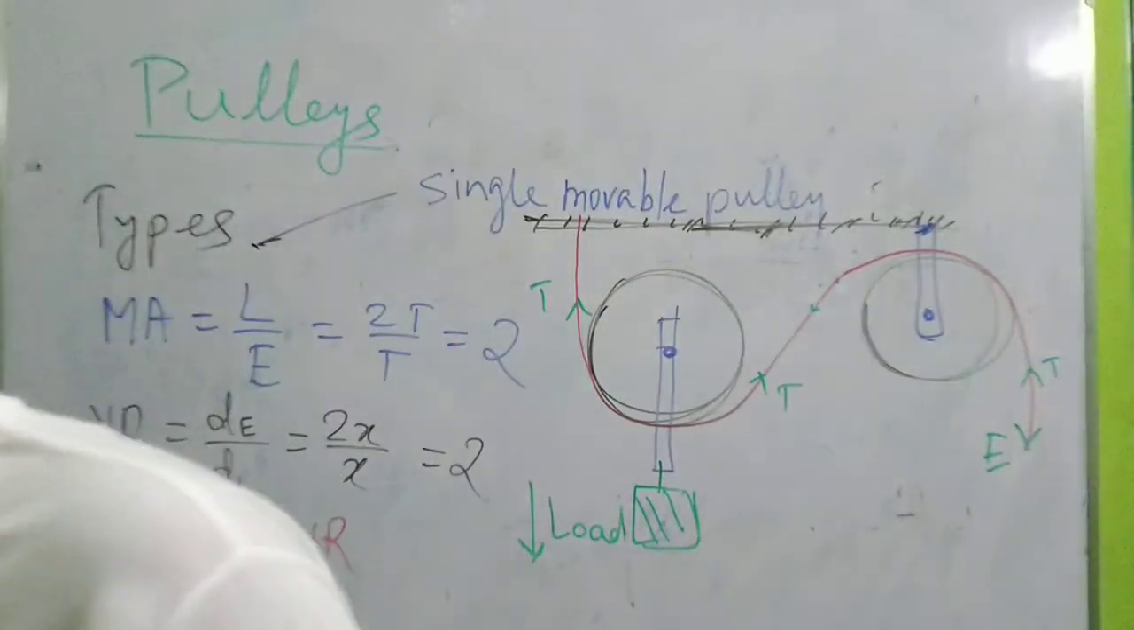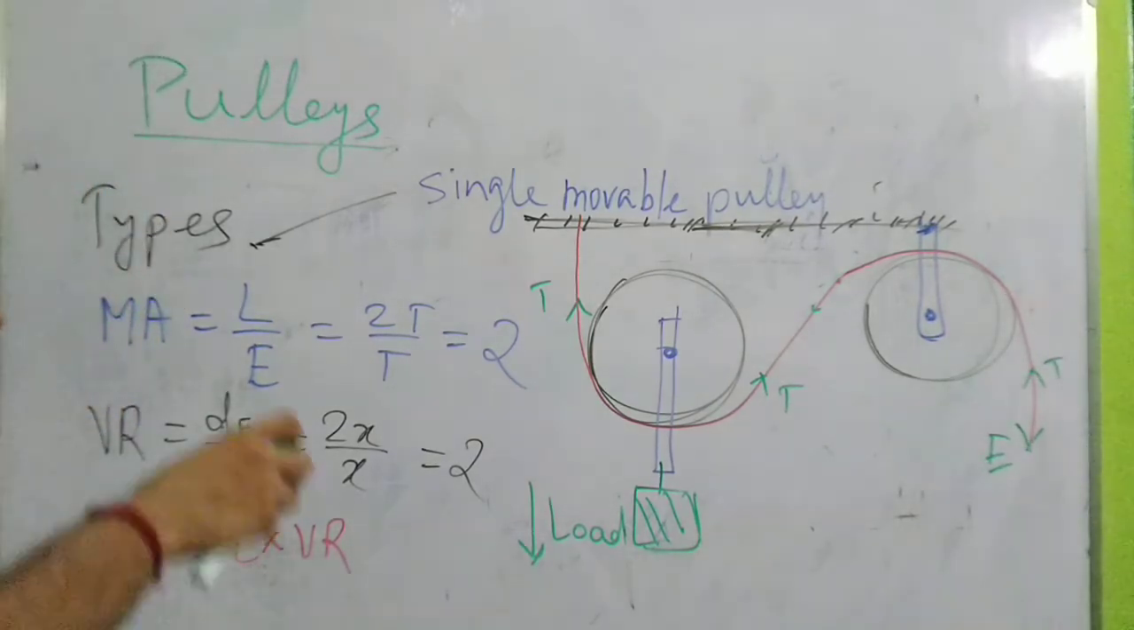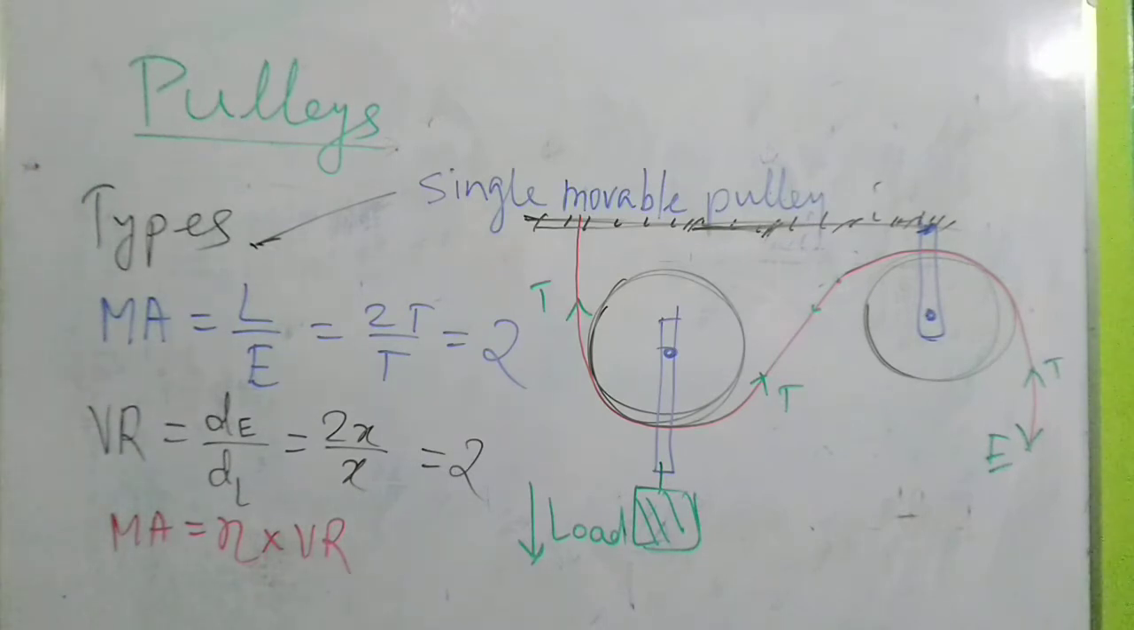So see, that disadvantage of the single movable pulley has been removed using a single fixed pulley in coordination with it. So if I use a single fixed pulley in coordination with a single movable pulley, it is a very good device, because it has a mechanical advantage of 2. That means we have to apply half the effort in order to lift a load of a certain weight. Okay, so this is the single movable pulley.